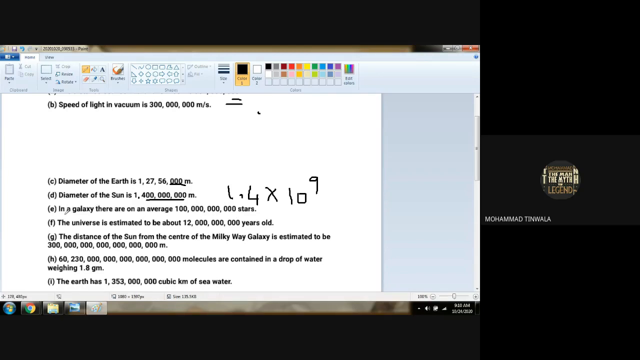Now, some number E. In a galaxy, there are on an average 1,000,000,000. Very easy. What will be the answer in the standard form?